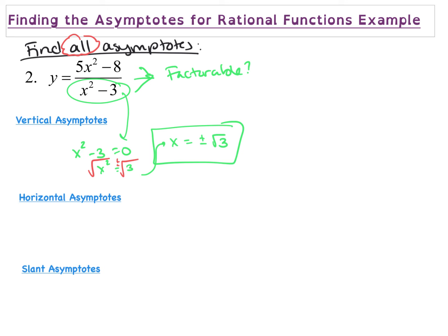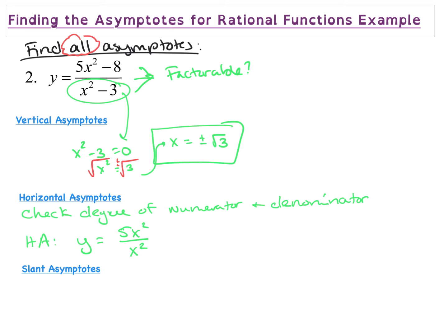Okay, moving on to the horizontal asymptotes. For the horizontal asymptotes, you want to check the degree of the numerator and the degree of the denominator. Now in this problem, since they both have a degree 2, a 5x to the 2 and an x to the 2, then our horizontal asymptote would be at 5x squared over x squared. That's the most powerful set of terms in the numerator and the denominator.